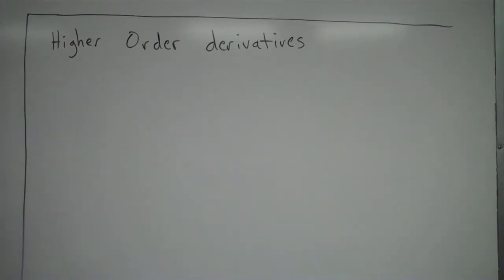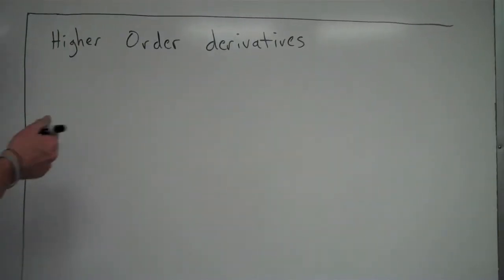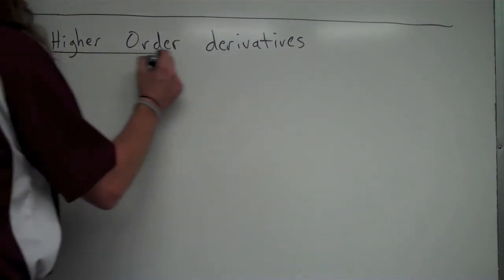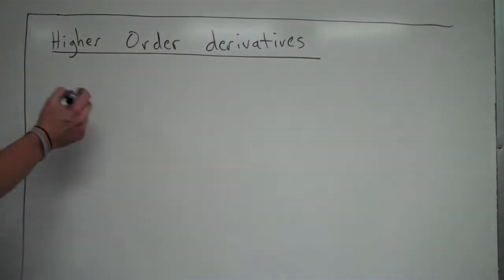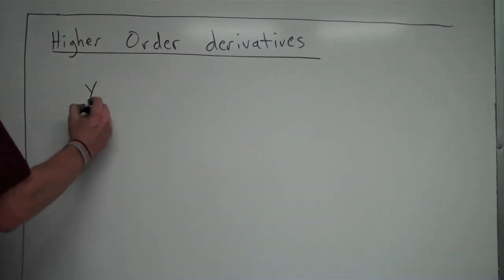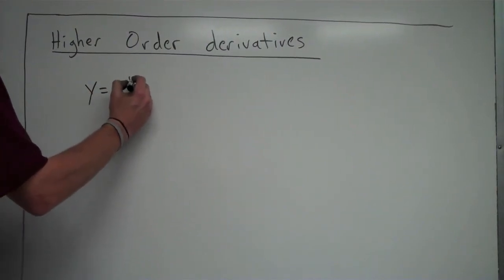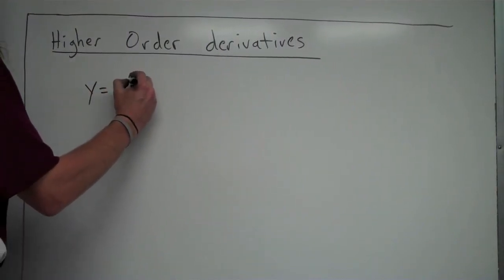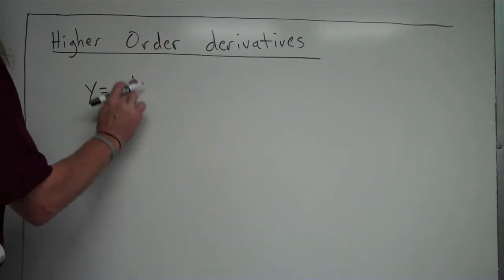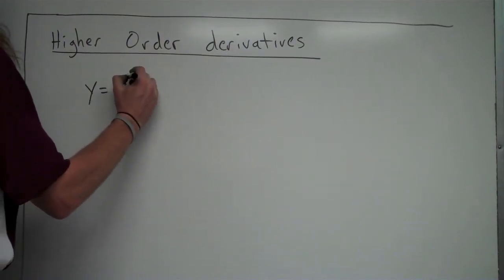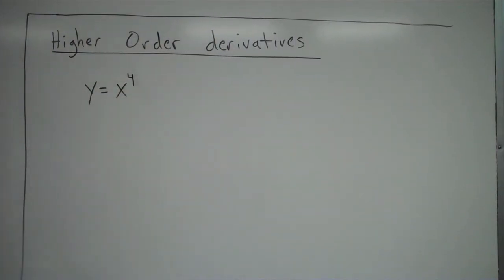All right, let's take a real quick look here at higher order derivatives. This shouldn't be too crazy. So let's just say we have y is equal to x to the fourth. So far we've been focusing on just taking what's called the first derivative. And right now we're just really focusing on taking derivatives.